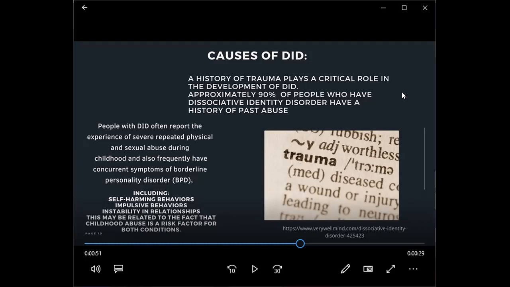People with DID often report physical and sexual abuse during childhood and frequently have concurrent symptoms of borderline personality disorder, where they have different personalities. It can also include instability in relationships because there's different people, and impulsive behaviors.